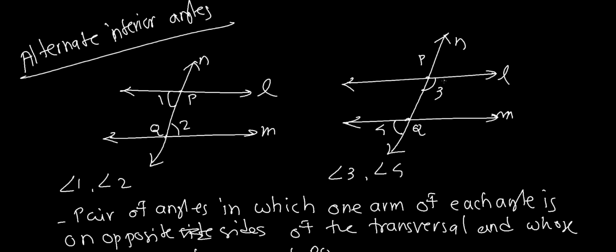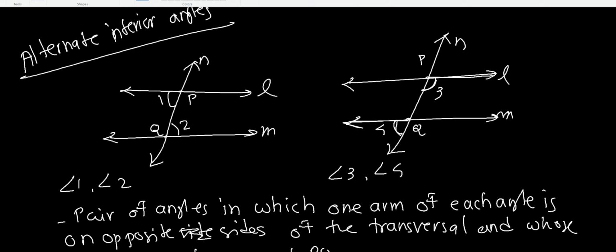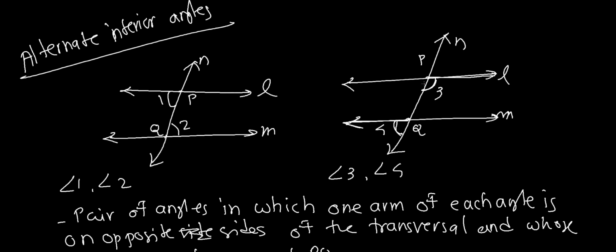So this is the angle, and this is the angle. So one arm of each angle is on the opposite side. This is one arm of angle 3, and this is one arm of angle 4. They are both on the opposite side. We'll just change the color. So this is one arm of the angle 3, and this is the other arm of the angle 3. Both are on the opposite side, but they also have segment PQ as a common arm. So these are alternate.